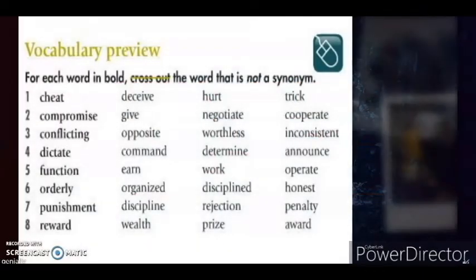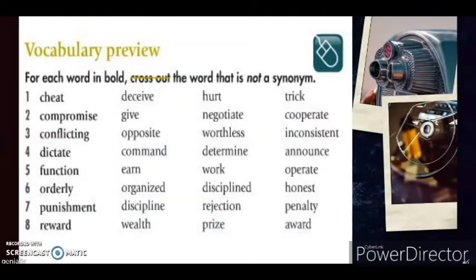And after we discuss that, we continue checking the vocabulary preview. Here you have a sample of the exercise. In this case, it is to cross out the word that is not a synonym. For example, in bold, we have some definitions of words. We have cheat, compromise, conflict and dictate, function, orderly, punishment, and reward. And we have to cross out from the options that we have on the right which one is not a synonym. For example, in number 1, the word hurt is not a synonym. And then we continue.